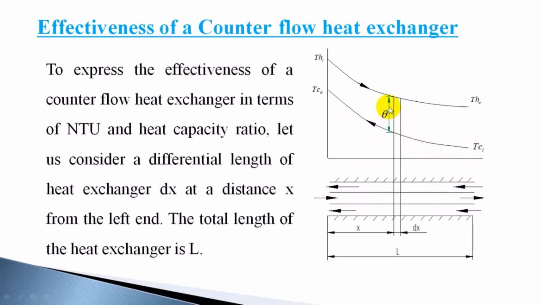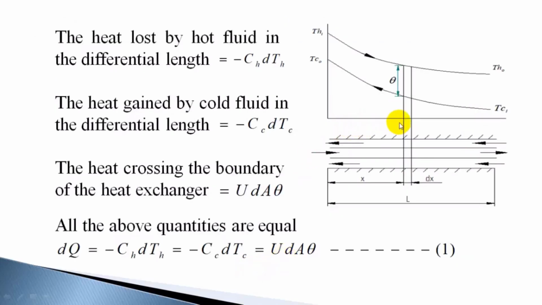Now the temperature difference at a distance x is taken as theta, the temperature difference at the inlet is theta I, and the temperature difference at the outlet is represented by theta naught. Theta I in case of a counterflow heat exchanger is Thi minus Tc naught, and theta naught is Th0 minus Tci. Now in this differential element, let us consider the change in temperature for the hot fluid.